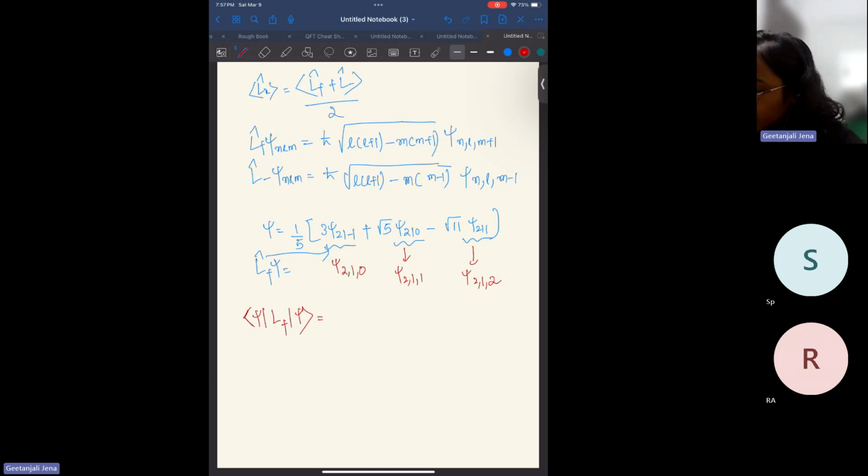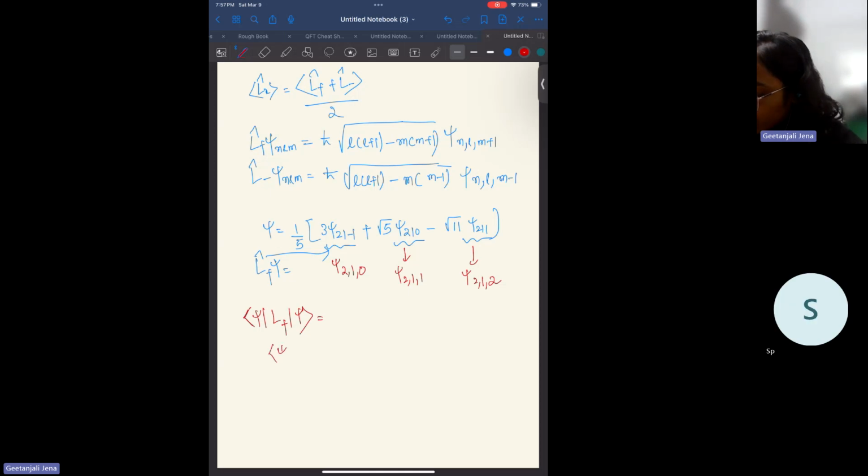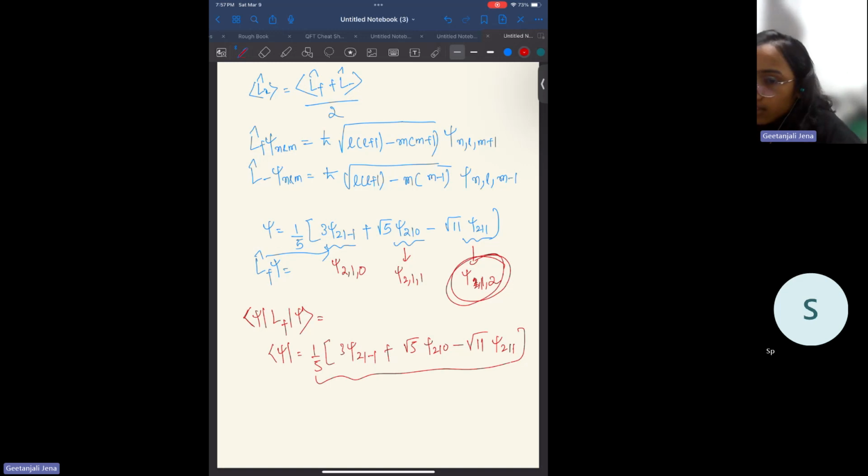expectation, you see that for psi dagger also, psi dagger is 1 by 5, 3 psi 2 1 minus 1 plus root over 5 psi 2 1 0 minus root over 11 psi 2 1 1. There is no psi 2 1 2 term in the dagger. So that term will become 0 when you take the inner product. So what is the term we have to take? Only psi 2 1 1 and psi 2 1 0.